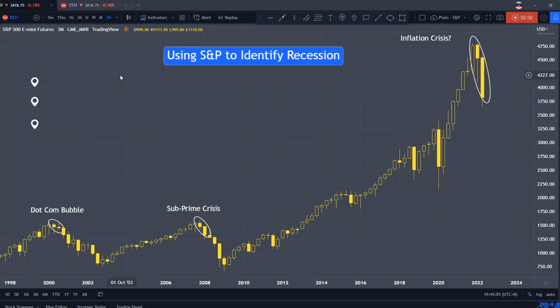And moving forward, we have the subprime crisis. Similarly, we have 2 down quarters out of the 22 years, and then followed by a few down quarters, and that's called the bear market as well.